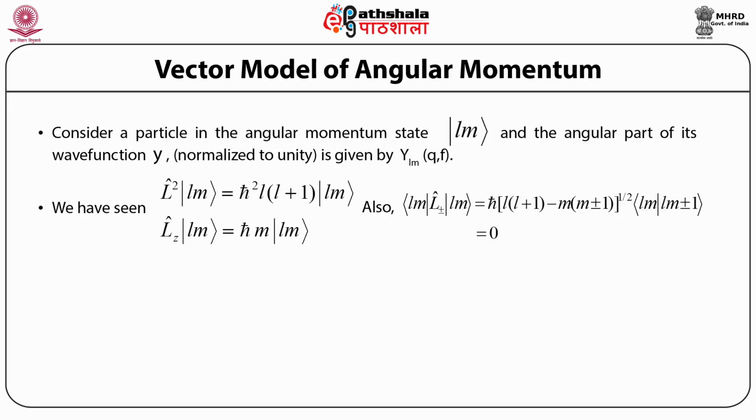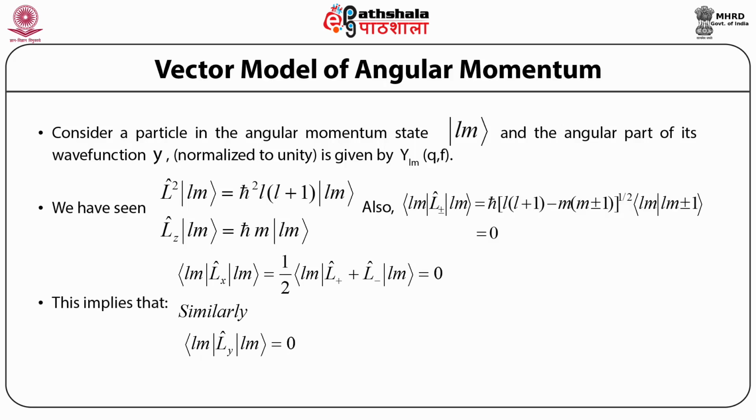So using these two relations, one can then write down the expectation value of the ladder operators for the orbital angular momentum, that is operators L plus and L minus. The expectation value of the operator L plus, which is bra vector Lm operator L plus acting on ket vector Lm, is equal to h cross times bracket open, L into L plus 1 minus M into M plus 1, bracket close to the power half times bra vector Lm ket vector Lm plus 1.